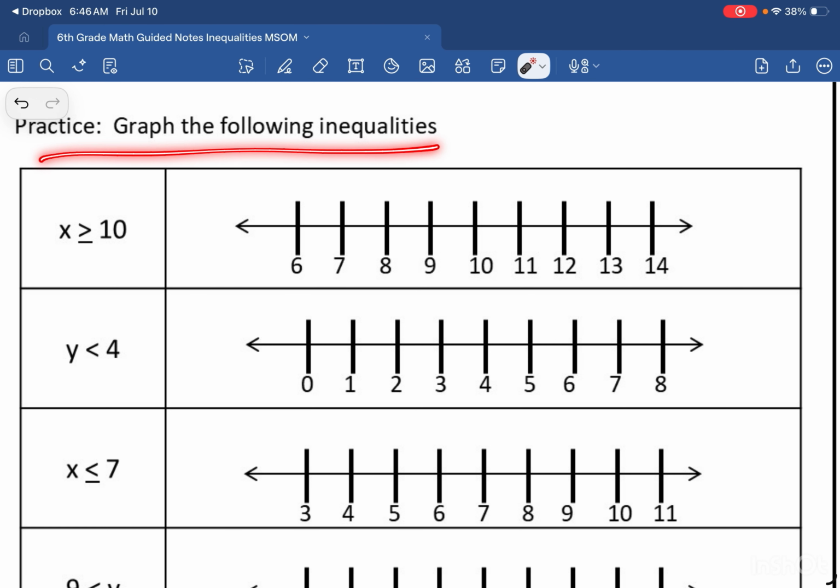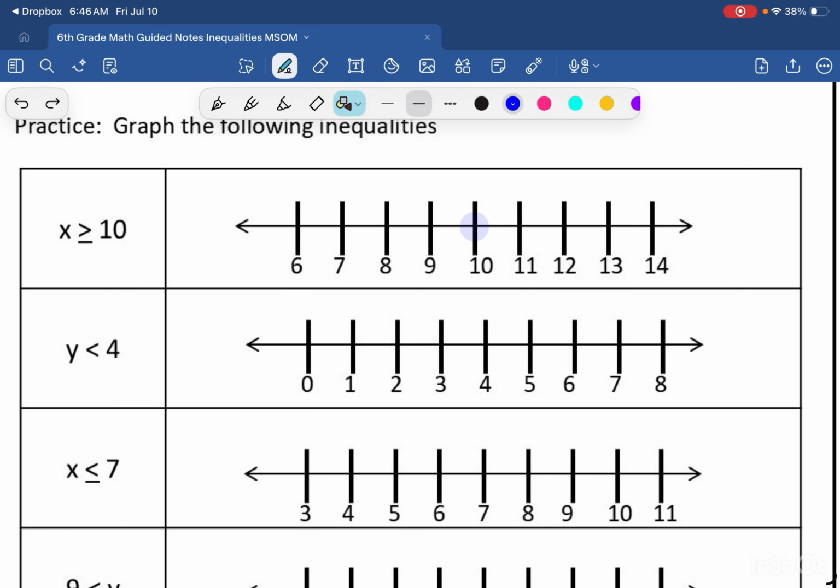Practice. Graph the following inequalities. X is greater than or equal to 10. So I'm going to do a closed circle on 10, and then, since x is greater than or equal to 10, I'm going to point to the numbers that are greater than 10. So that will be to the right.